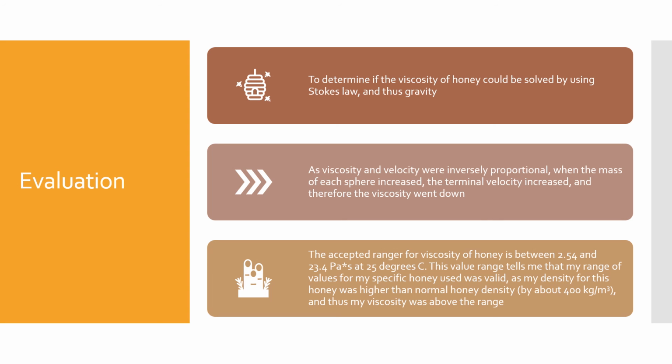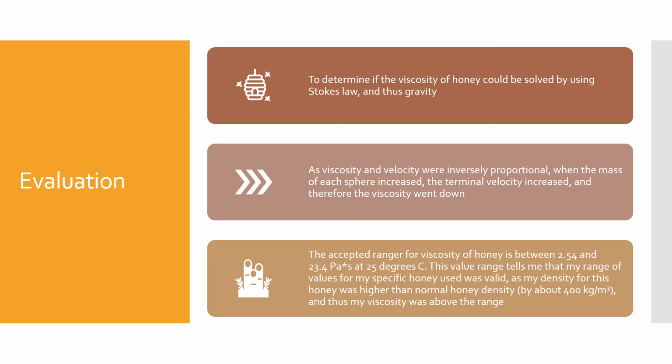The purpose of the experiment was to determine if the viscosity of honey could be solved for by using Stokes' law, and thus gravity. As viscosity and velocity were inversely proportional, when the mass of each sphere increased, the terminal velocity increased, and therefore the viscosity went down.